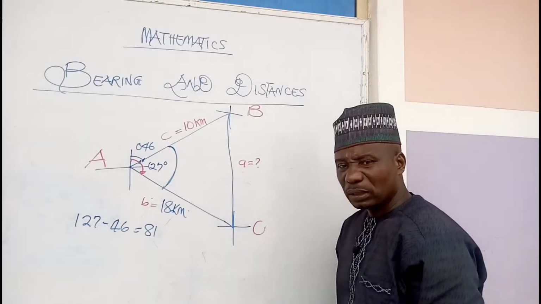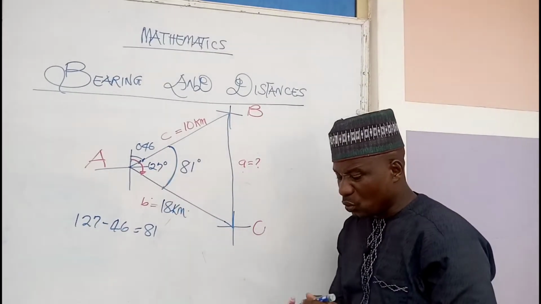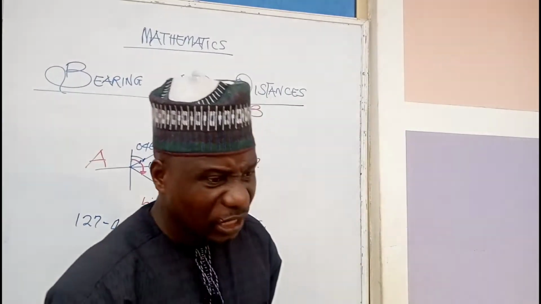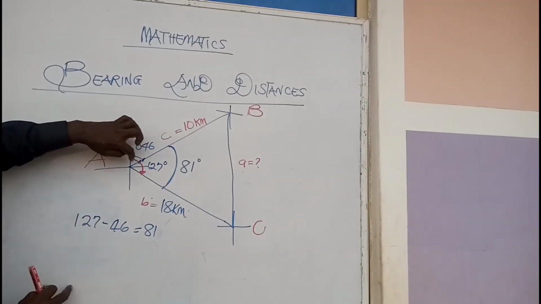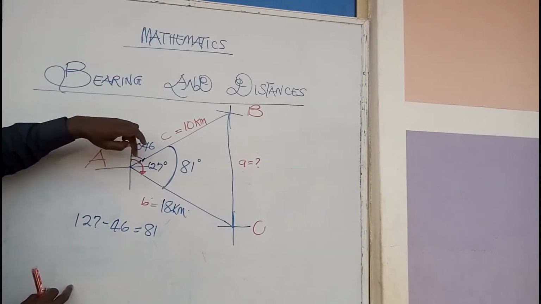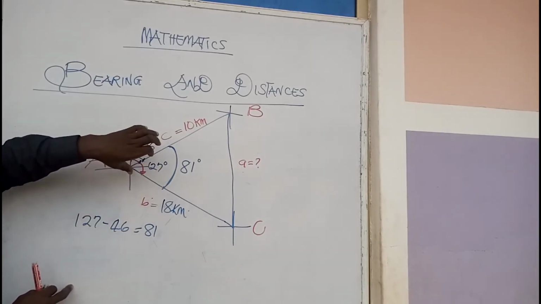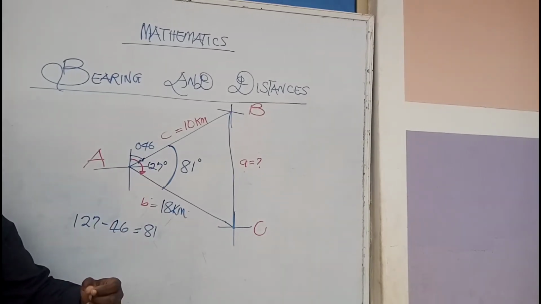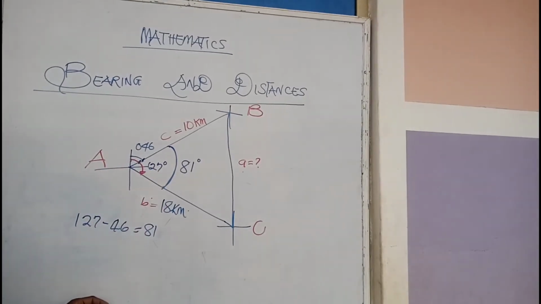Am I speaking to someone? So it means this angle is going to be angle 81. It is 81 you are going to use, not 127. I repeat. Because you can see that I traveled this distance twice. This 46, before I now continue to 127. So it means I have to deduct where I travel twice. So that is why I now have 127 minus 46. And that one will give me 81.